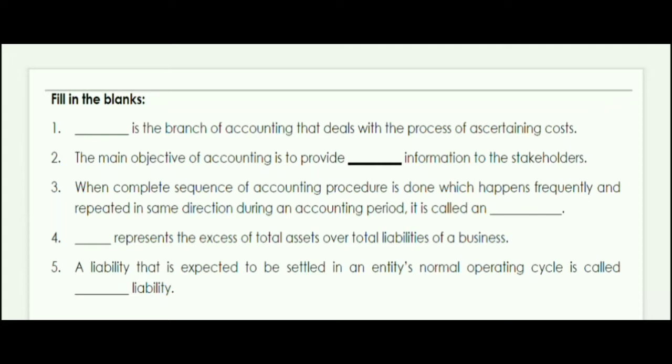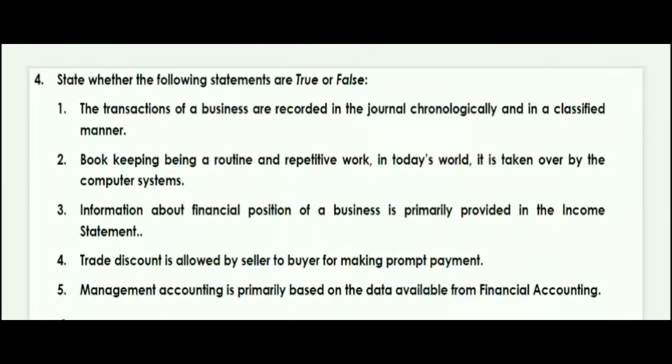So guys, once again I repeat, as you can see the questions on the screen, the first answer was cost accounting, if you can write, second was financial, third was accounting cycle, fourth was net worth, and fifth was current. I hope all of you have done it very carefully, and if not, now here is the next question.